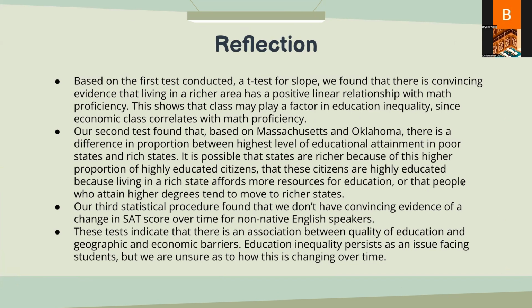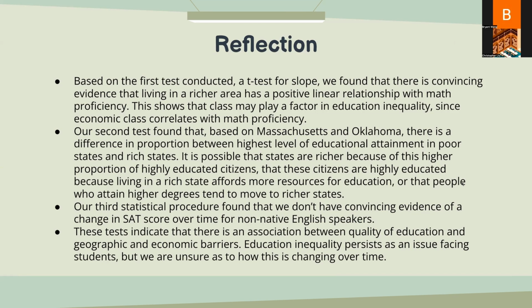Our second test found that, based on Massachusetts and Oklahoma, there is a difference in proportion between highest level of educational attainment in poor states and rich states. It is possible that states are richer because of this higher proportion of highly educated citizens, that these citizens are highly educated because living in a rich state affords more resources for education, or that people who attain higher degrees tend to move to richer states.